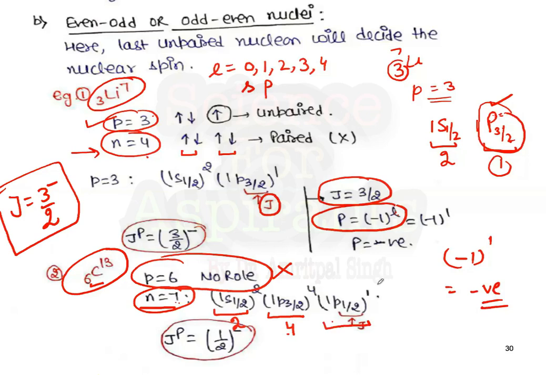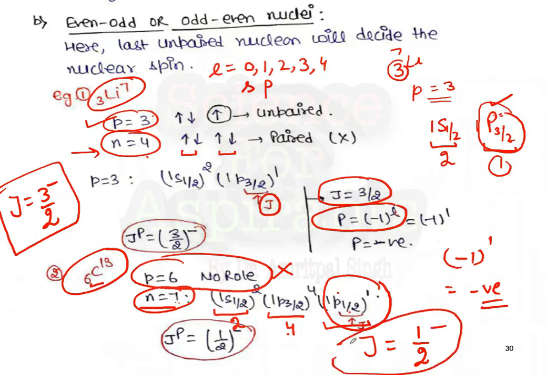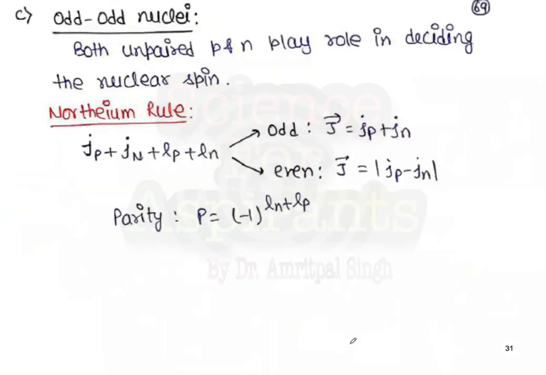We have to consider where our last unpaired neutron is present. The last unpaired neutron is present in a state whose spin is 1/2, so we write the value of J as 1/2, and it is present in the p orbital, so parity will be minus. So the ground state spin and parity for carbon-13 is J equal to 1/2 minus. This is how you can find the ground state spin and parity of any given nucleus.